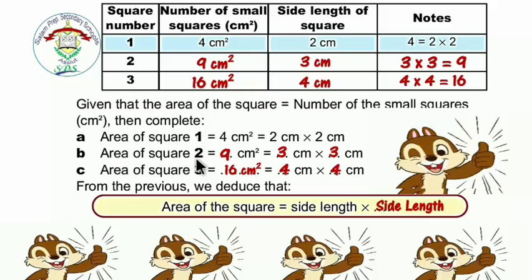Area of square 2. Side length of square 2 equals 3 centimeters, so 3 centimeters times 3 centimeters equals 9 square centimeters. Area of square 3. Side length of square equals 4 centimeters, so 4 centimeters times 4 centimeters equals 16 square centimeters. So we can conclude that the area of a square equals side length times side length.